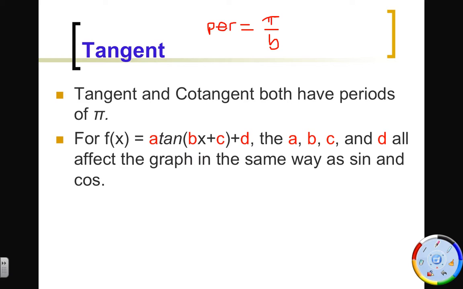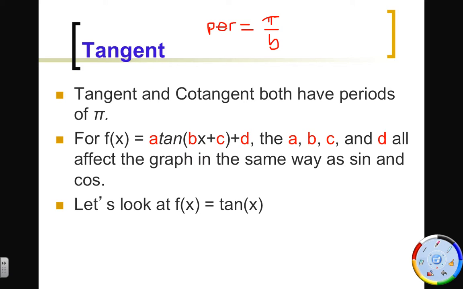The other values of a, b, c, and d all affect the graph in the same way as they do for sine and cosine. So a determines how skinny our graph is, basically how tall and stretched out it is. You'll see what I mean in a few minutes. C helps us figure out our phase shift. It's still the same, c over b. And d is our vertical shift. It moves our center line up or down.